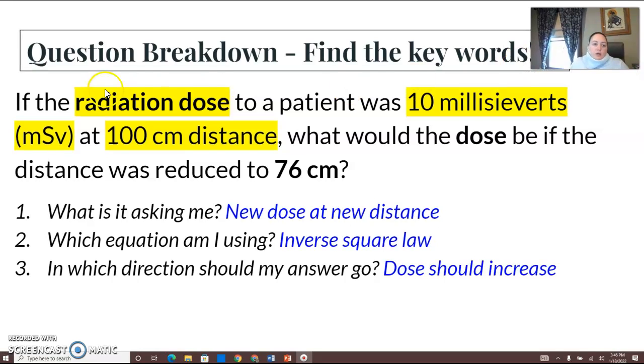So if you break down the question, it's asking you about a dose. It's giving you a dose. It's asking you about moving from one distance to a new distance. So what is it asking me? It's asking me for a new dose at a new distance. I'm going to use the inverse square law. And if I put it into my formula correctly, my dose should increase.